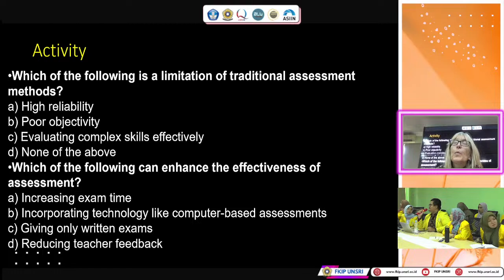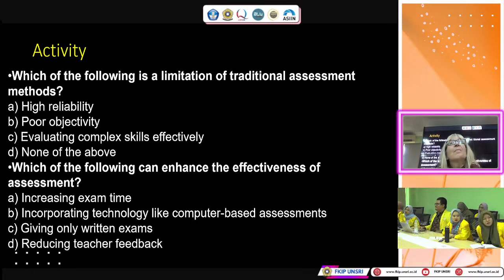Jadi yang B itu benar karena menggunakan teknologi dalam hal misalnya validasinya begitu, validasi benar atau salahnya. Namun opsi C itu juga bisa saya efektif karena tidak hanya multiple choice gitu. Itu saja, Ma'am. Terima kasih.